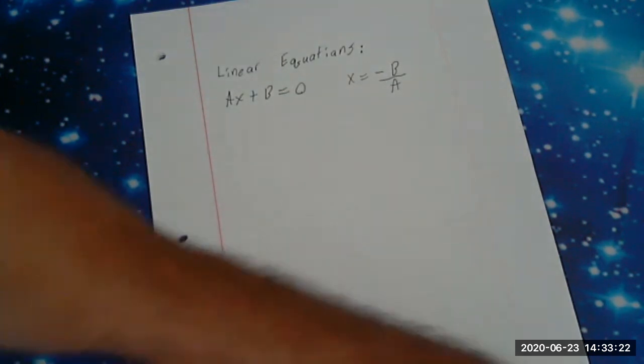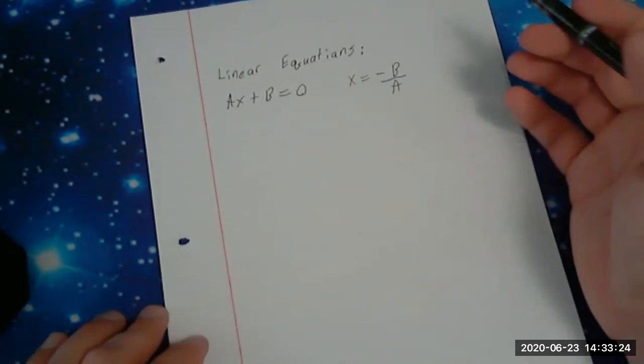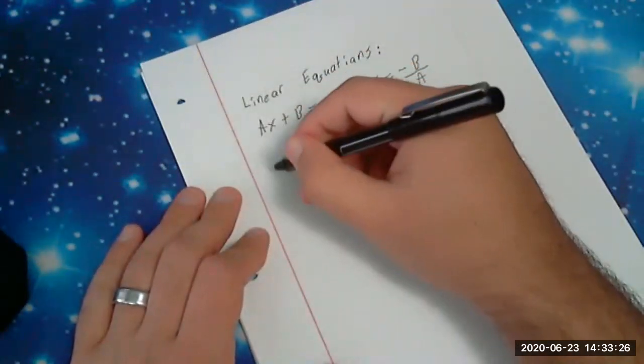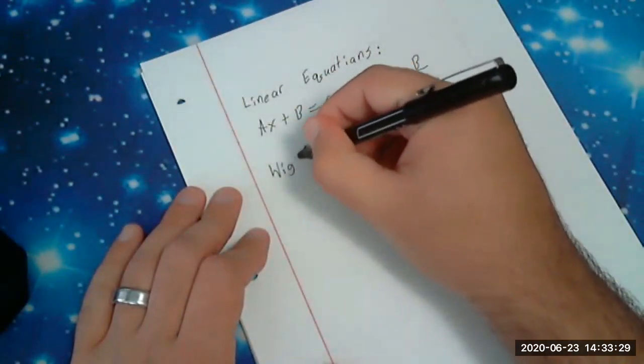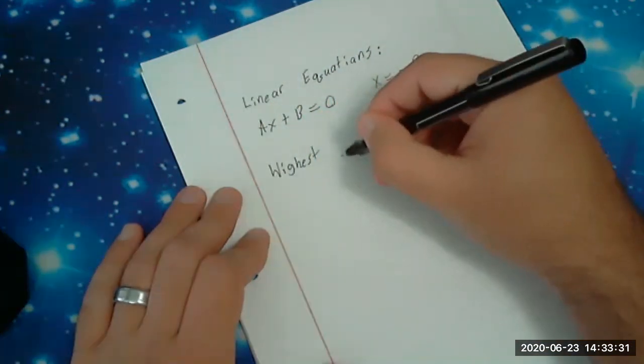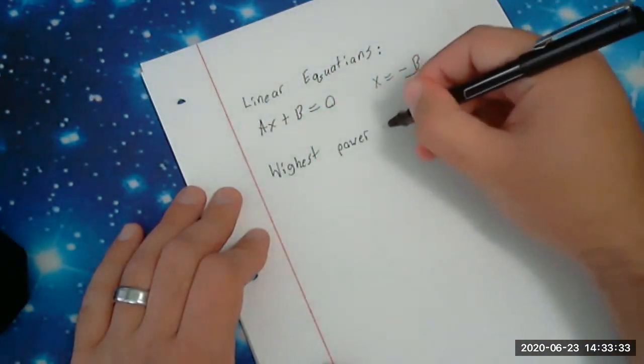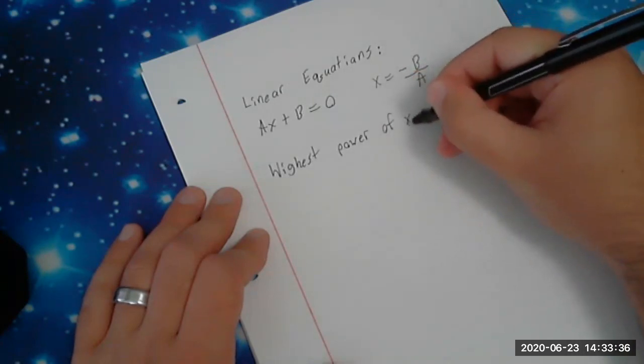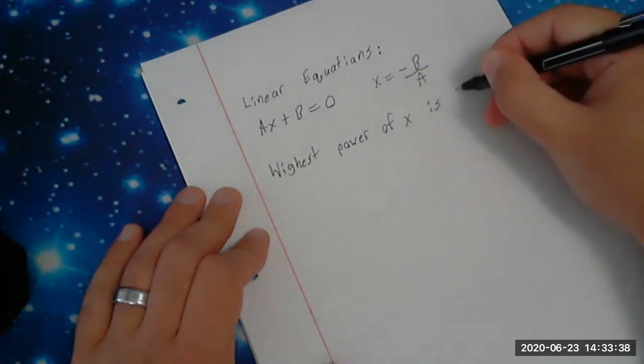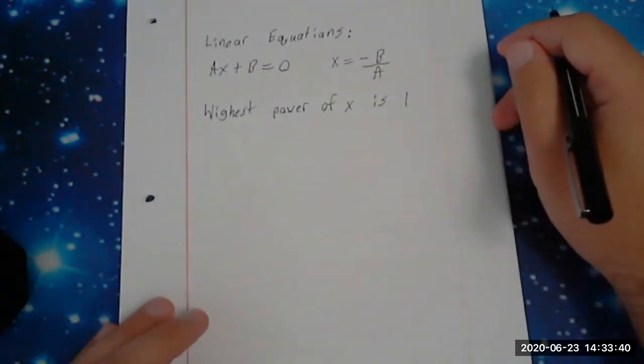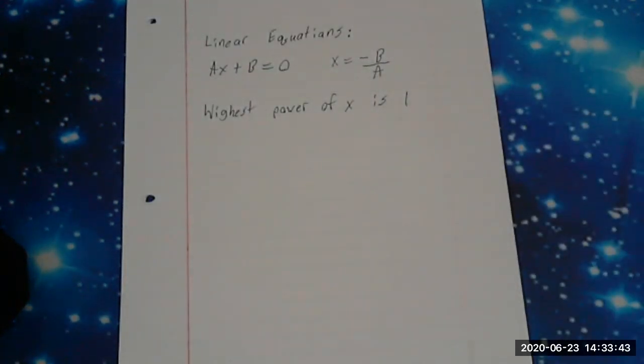But the way you know it is a linear equation is the highest power of x is 1. So if it has an x squared or an x cubed, then that is not a linear equation. So a linear equation just has x to the 1.